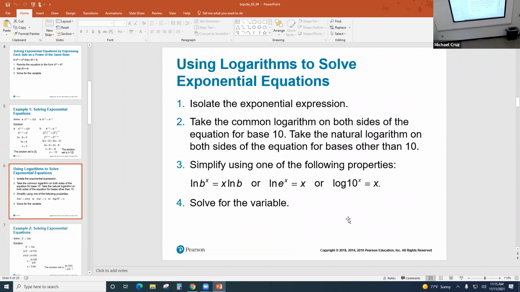All right, so we can also use logarithms to solve. What we need to do in this case is isolate the exponential expression and take the common log on both sides, which means base 10, or you can also take the natural log on both sides for bases other than 10. I find that the second one is usually the more common one. So watch this right here.